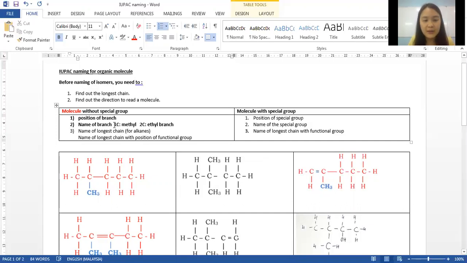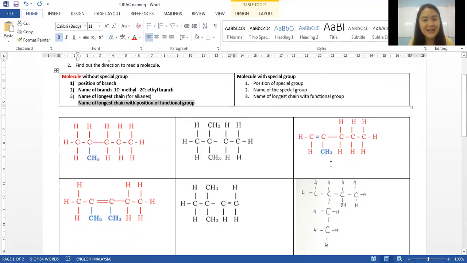So once you have named the branch, the last thing is you will name the longest chain for alkanes, the first homologous series. But for all other organic compounds that have a functional group, you need to name the longest chain together with the position of the functional group. Now, what do I mean by this?